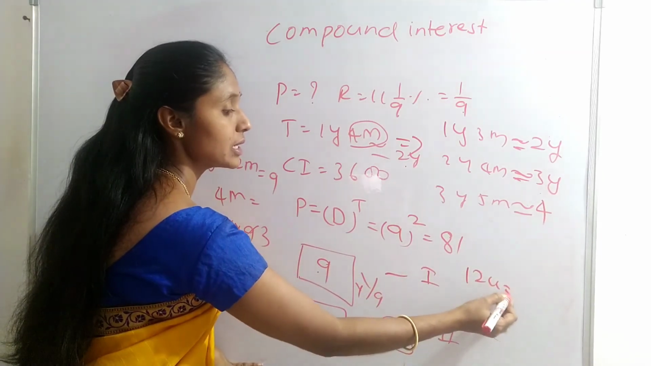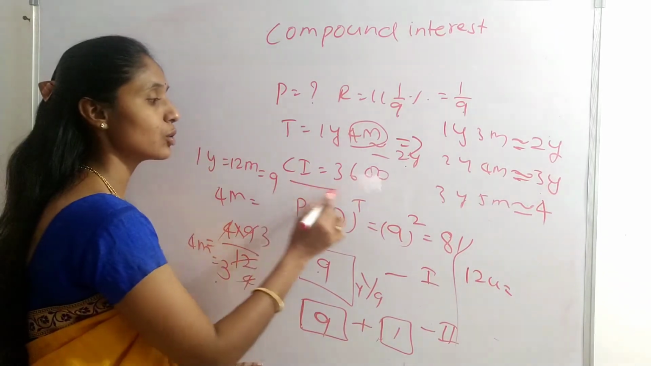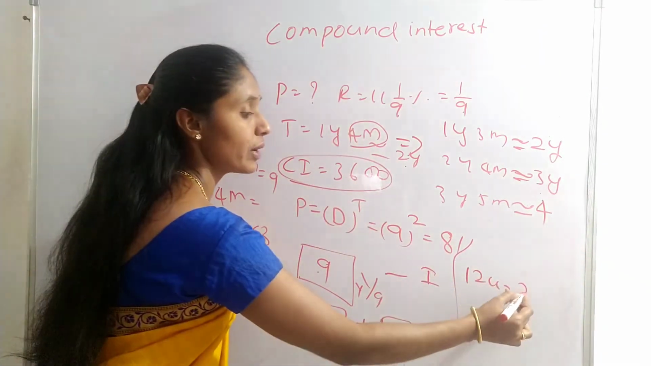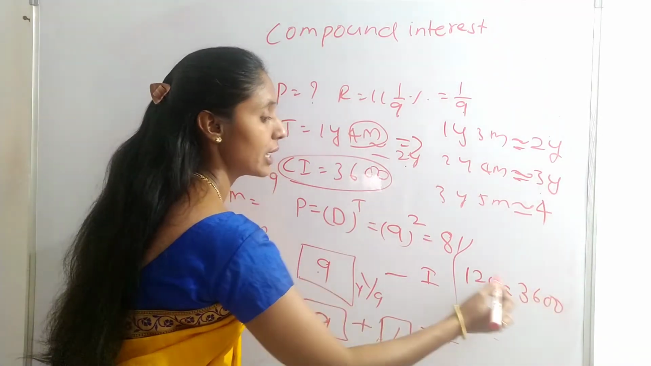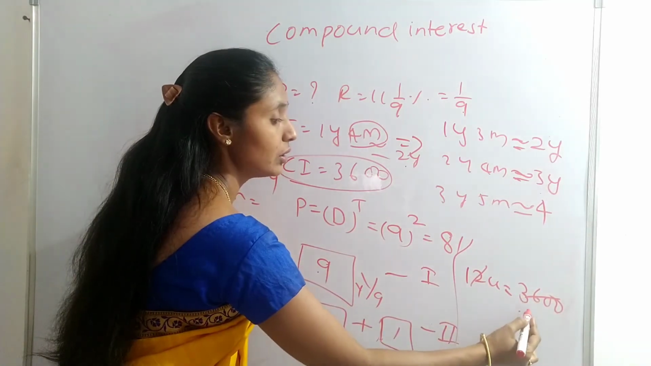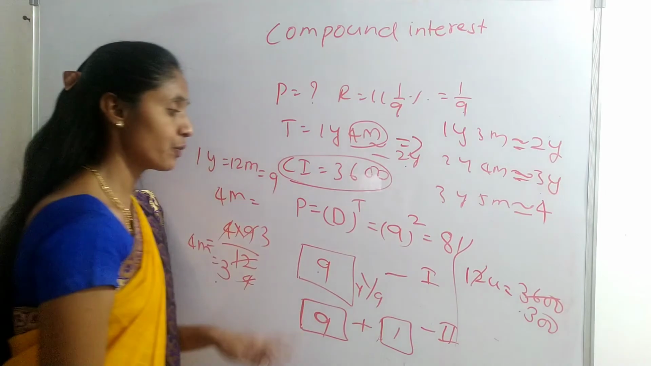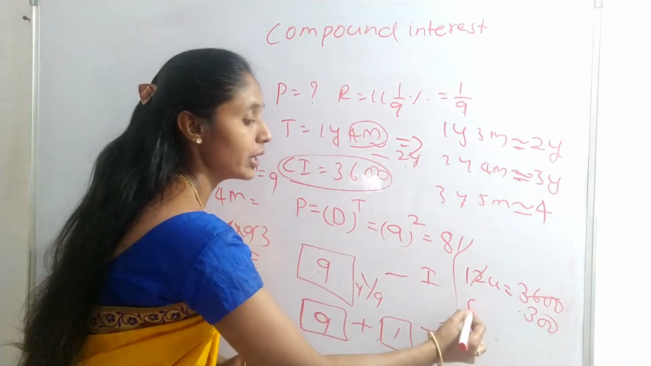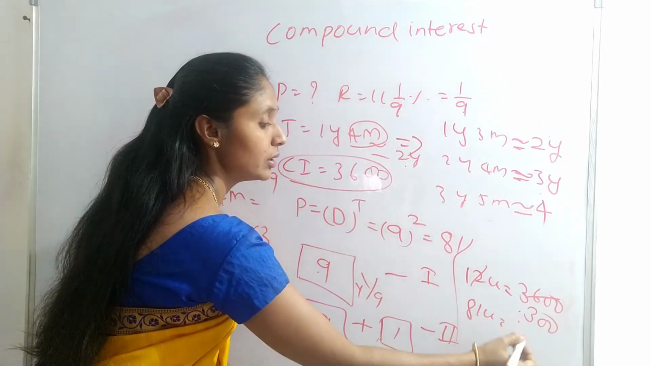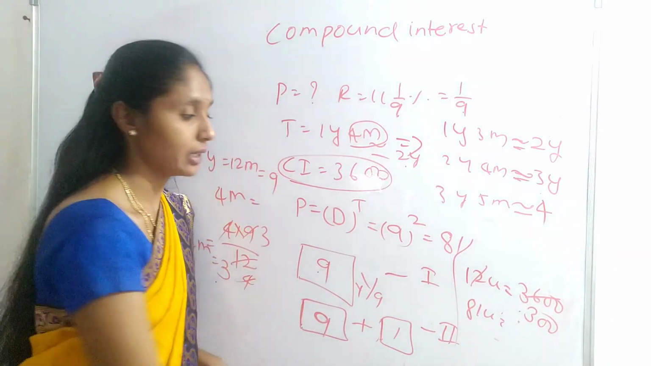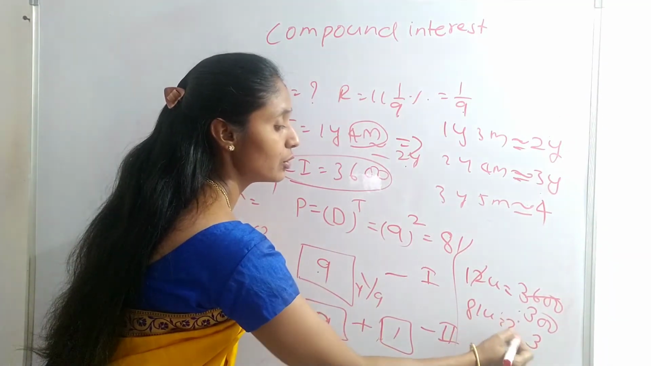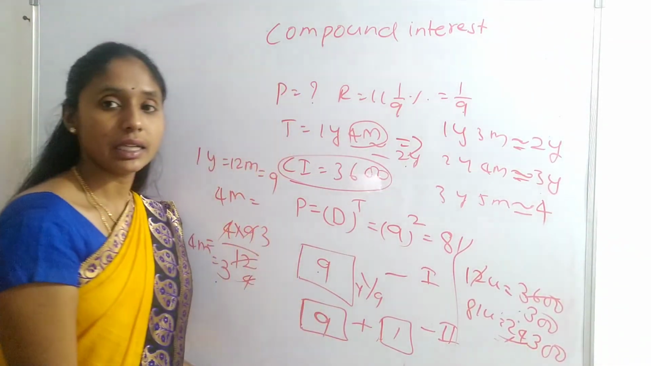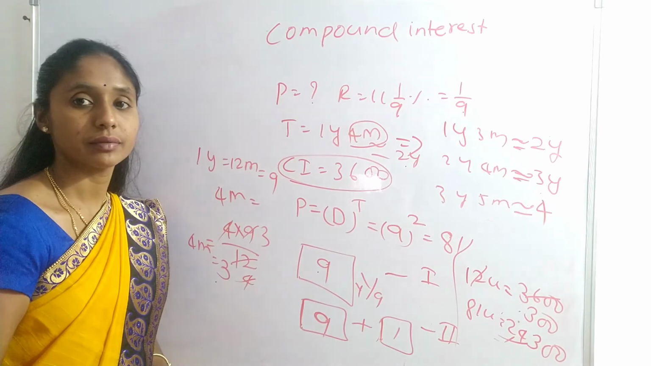12 units equals, in the question given, total compound interest is 3600. So 12 units equals 3600. 1 unit equals 300. So we need to find the principal amount, that is 81. 81 units equals 81 into 300, that is 243 and zeros. 24,300 is the principal amount.